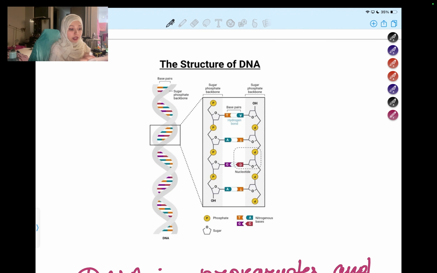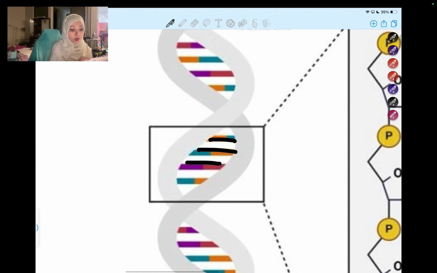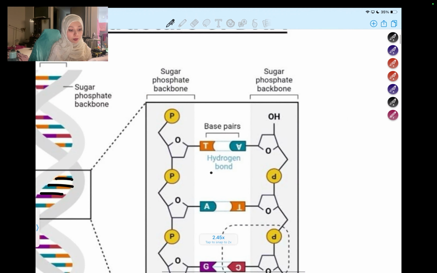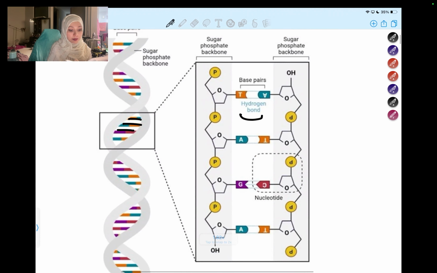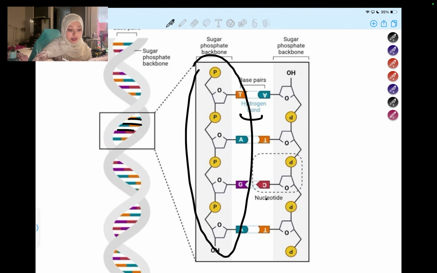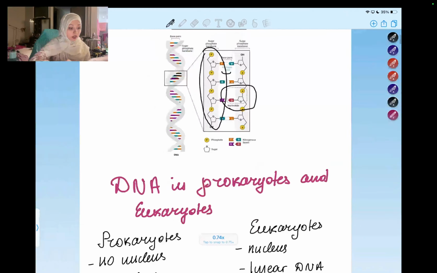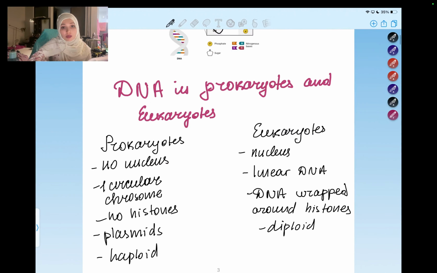And you can see here these ones are attached by the hydrogen bonds, and these are base pairs. And as I've mentioned, this is the sugar phosphate, this is the backbone, and all this together is a nucleotide. DNA in prokaryotes and eukaryotes can be a little bit different.